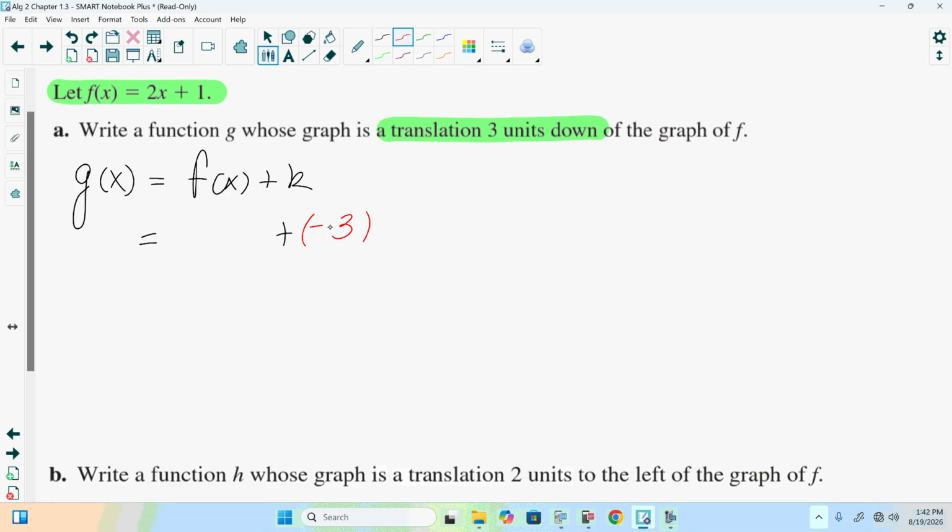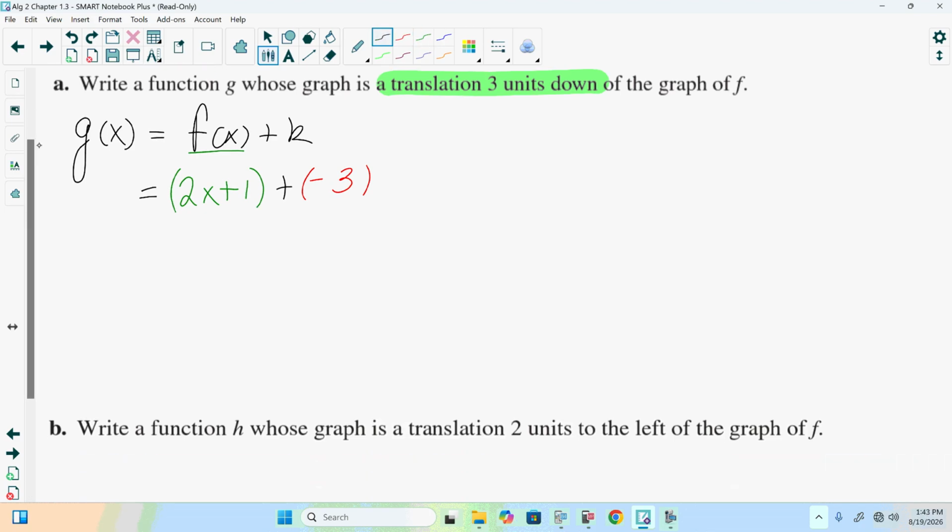Now, f of x. F of x is what? So we're going to replace f of x with what it equals. Because we still have f of x. We know that f of x is equal to 2x plus 1. We substitute it in. Now we need to simplify. Questions on how we got 2x plus 1 plus negative 3?